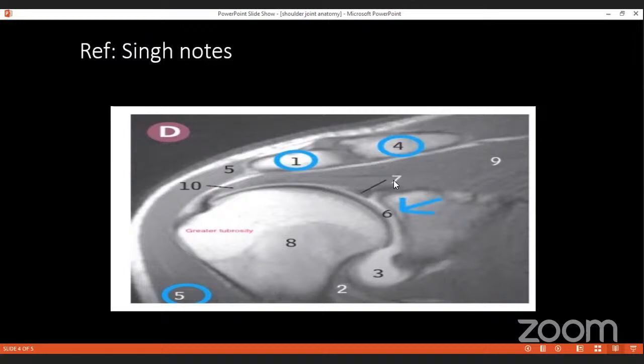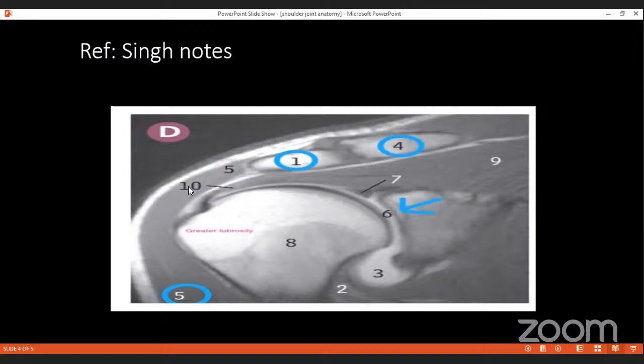Seven, please. It's a bursa. The thick thing that stabilizes the shoulder joint is the glenoid labrum. Eight is the head of the humerus. Nine, I'm not sure. Is it the subclavius muscle? It's the supraspinatus muscle.